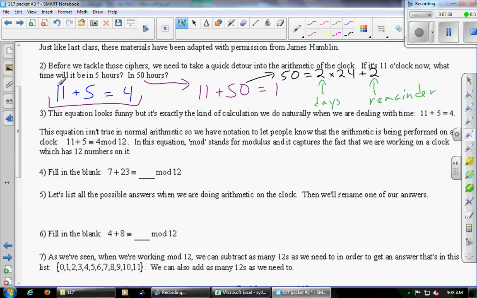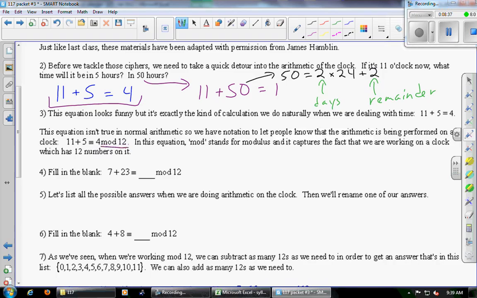Okay, so let's think about this. 11 plus 5 equals 4 mod 12. That's how we get away with not writing this, because this is plainly not true, right? 11 plus 5 is not equal to 4. So how do we tell people we're working on a clock? We write this little phrase right here. If you just ignore that phrase, it says 11 plus 5 is 4. Not true. Oh, mod 12, meaning on a clock where there are 12 numbers that wrap around. Now it's true, okay? So that 12 is because on the clock there are 12 hours. And that's how we tell people where we are.